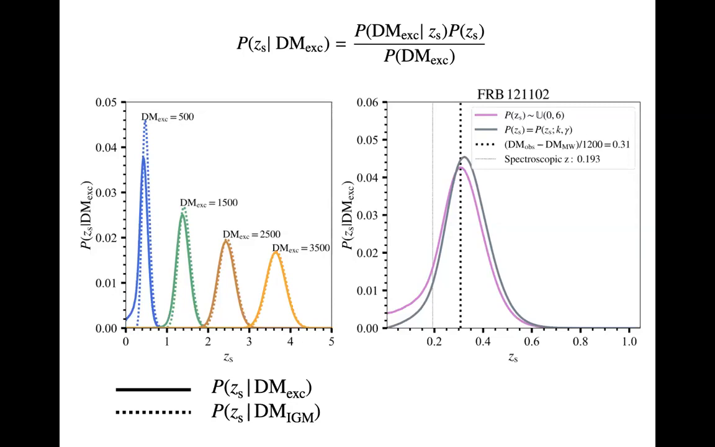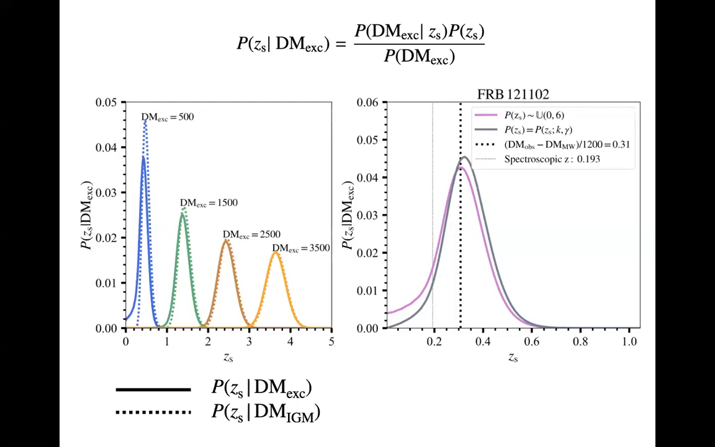That is the repeater FRB measured by my collaborator Laura Spitler. You can see that the spectroscopic z is 0.193, which is the little dashed line over here. But from our model, we can predict the probability of z_s, which is shown in these two curves, assuming different FRB source redshift distributions: the flat prior between 0 and 6 and the E-log distribution followed from the GRB. It doesn't really matter quite a lot, but it gives a distribution. It looks like our model prefers a slightly higher value of z_s than the spectroscopic one.